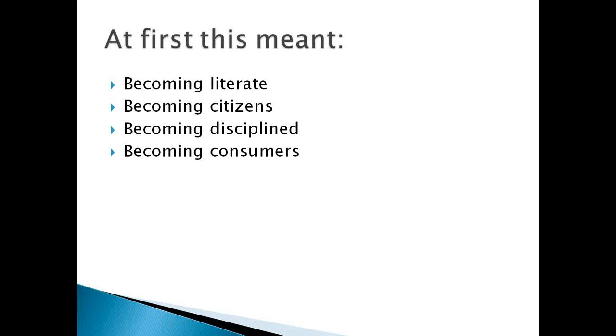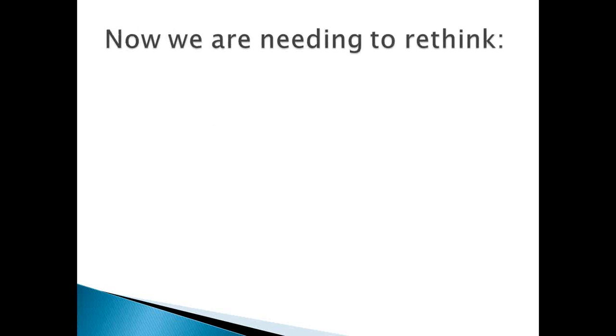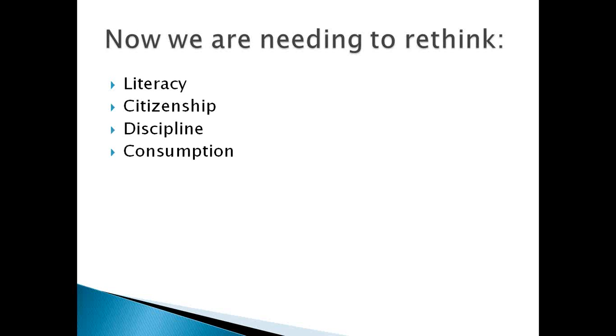We also had to consume. And consumption is very, very important. And it's a new way of being, because in the pre-modern world, we subsisted. We didn't consume in the same way. So we need to rethink these things. We need to rethink literacy, citizenship, discipline, and consumption.